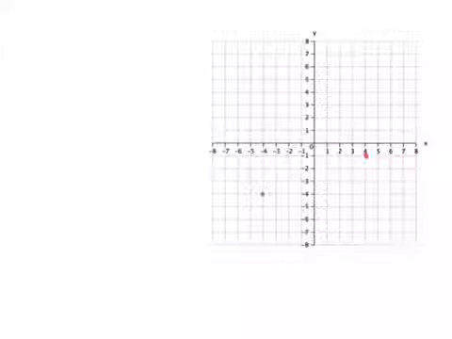Oh, that's a terrible line, isn't it? I wish I had a line thing on my iPad, but I have to draw my own.